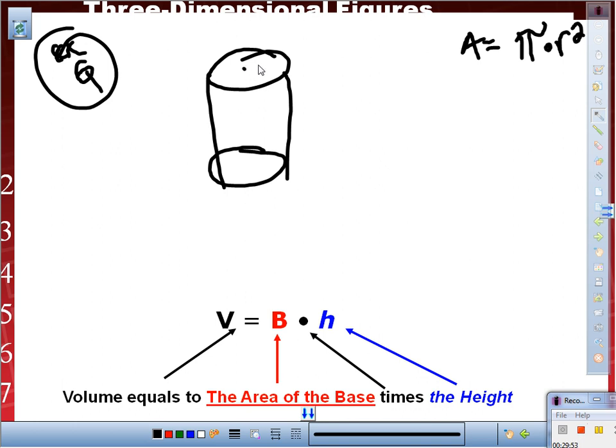So if they give us, for this figure, for the cylinder, a radius of 10 and the height of 15, and this is in feet.